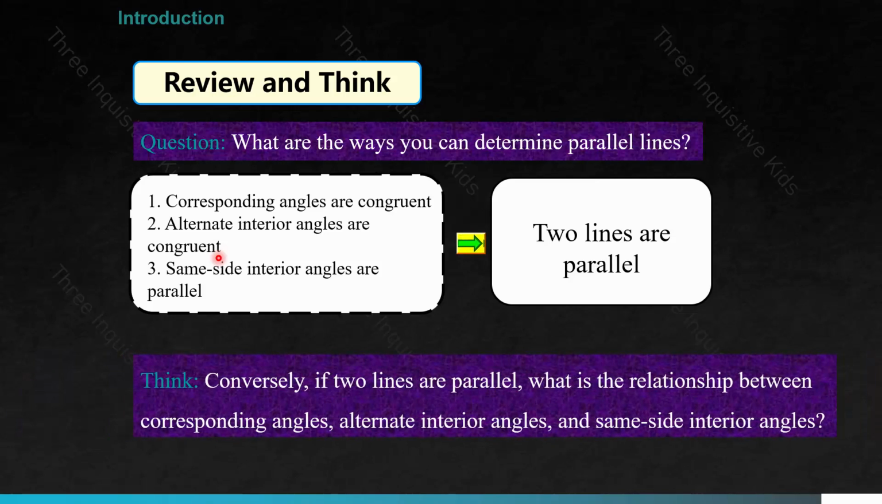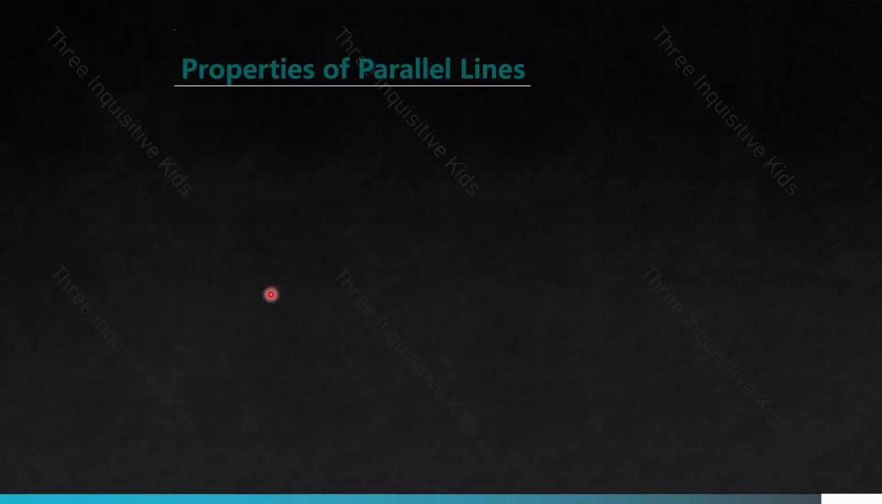So, conversely, if two lines are parallel, what is the relationship between corresponding angles, alternate interior angles, and same-side interior angles? We know that this box leads us immediately to this next box. If this, then that. This is the direction that these arrows are pointing in. But is it still true the other way? If we only knew that two lines were parallel, do we know for sure that these three properties are true? That's what we're going to look at today.